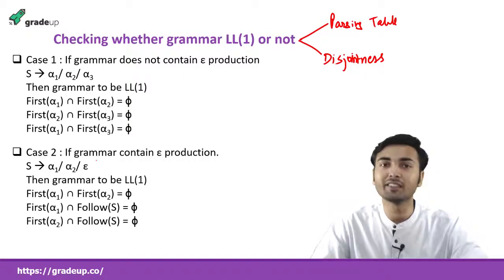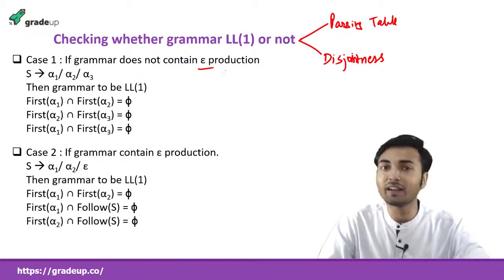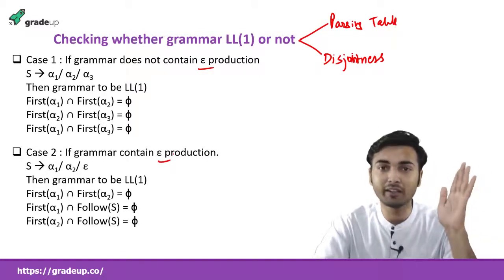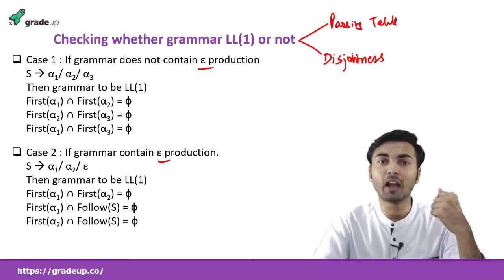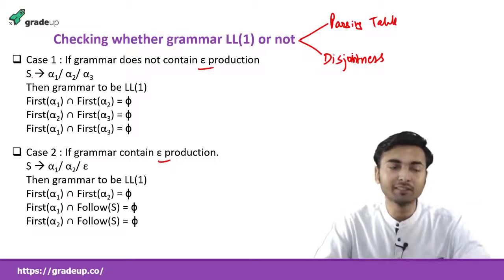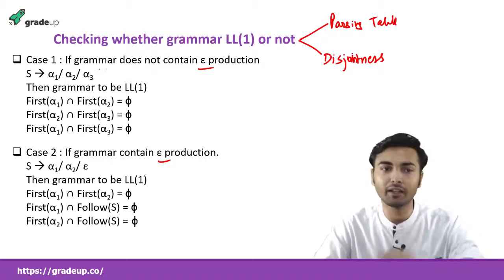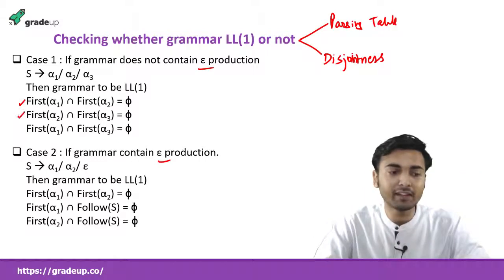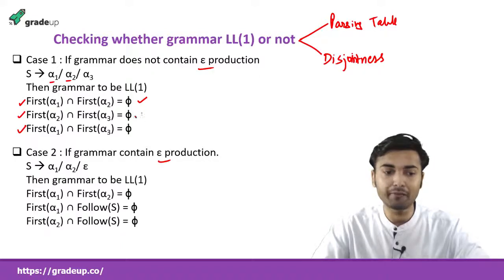See, there are two cases to check. First, the grammar doesn't contain a null production. Second, the grammar contains a null production. So see, this is your grammar. S goes to alpha 1, alpha 2, alpha 3. Null production is not there. Now, for the grammar to be LL1, these three conditions must be true. First of alpha 1 and first of alpha 2, you will find the intersection, it must be phi. First of alpha 2 intersection first of alpha 3 must be phi. First of alpha 1 intersection first of alpha 3 must also be phi.